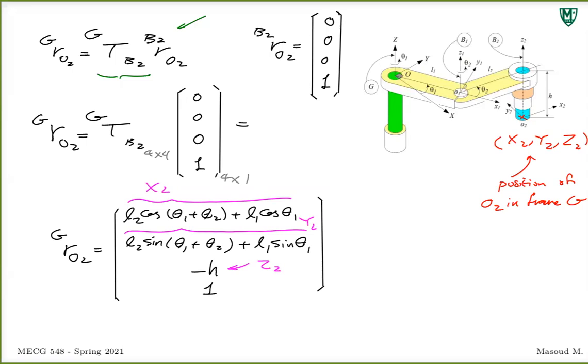Now, if you have a tool tip, or whatever mechanism you're designing, and you want to control its position at any given moment, here is the analytical equation for you. How to control theta 1. It tells you what theta 1, what theta 2, what L's, and what H you should have to reach a specific point in your workspace, right?